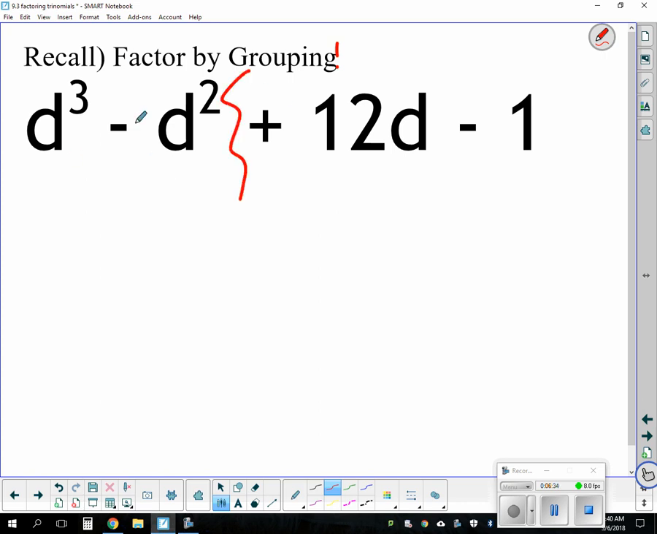The GCF in the first 2 is d squared. If you take that out, you are left with d from the d to the third minus, remember, there's nothing left here, but you can't not write anything. You must write a 1 because d squared divided by d squared technically is 1.